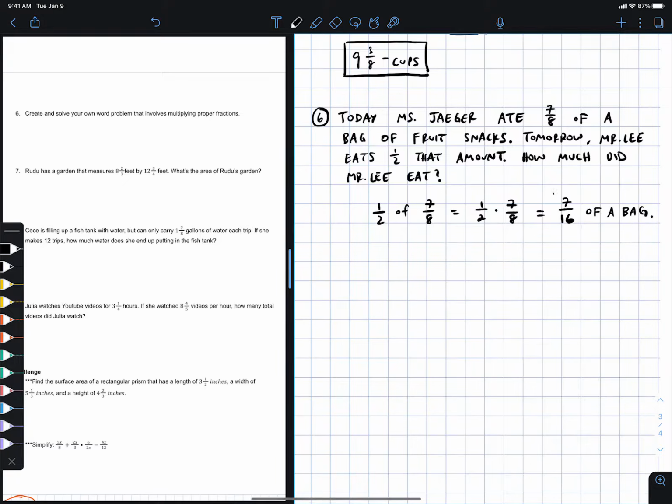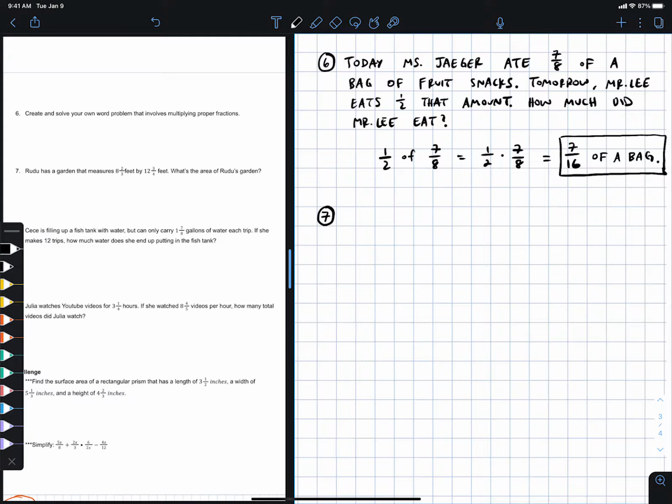Right, so if Miss Jaeger ate 7/8 and I ate half of that amount the next day, half of 7/8 is 7/16. Okay, so that would be an example of a word problem that I created that involves multiplying proper fractions. All right, number 7. Rudu has a garden that is 8 2/3 feet by 12 3/4. What's the area of this garden?